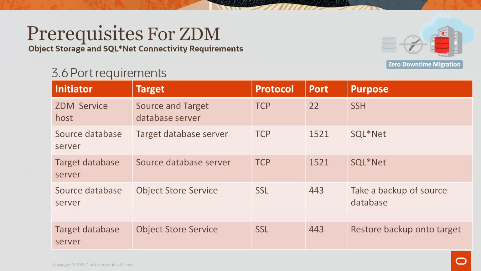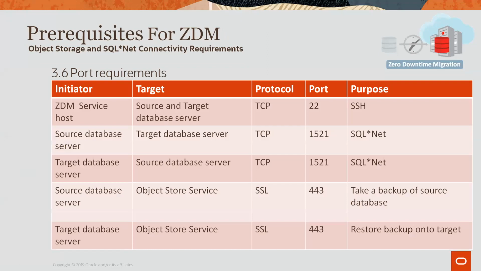Let's look at the port requirements. Port 22 should be open on source and target database servers to allow incoming connections from ZDM Service Host to perform ZDM operations. Ensure that the listener port, 1521 for example, on the source database server allows incoming connections from the target database server to perform database queries, data guard sync and configuration, and vice versa.